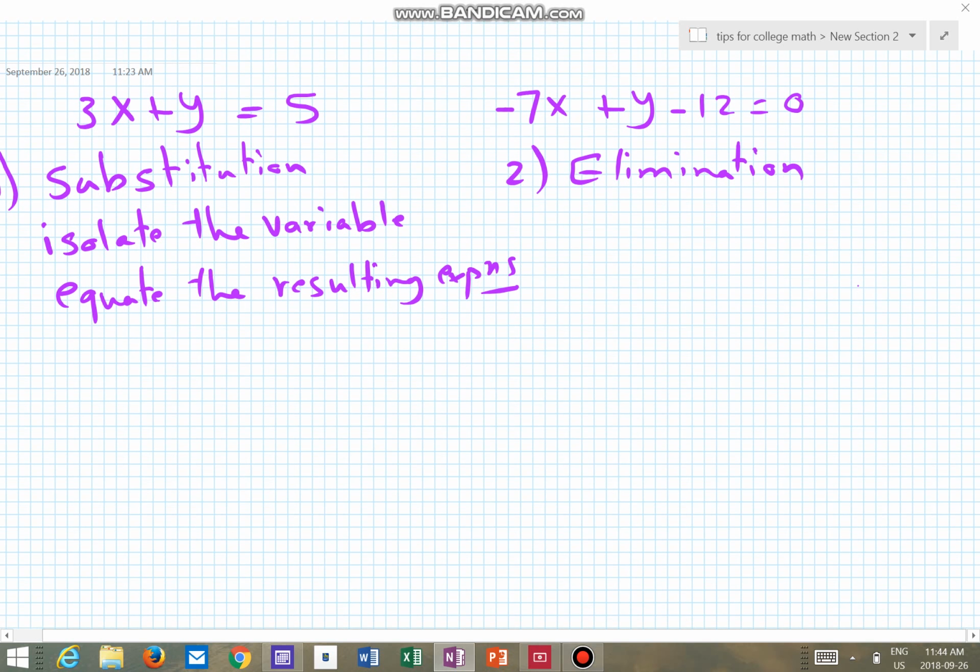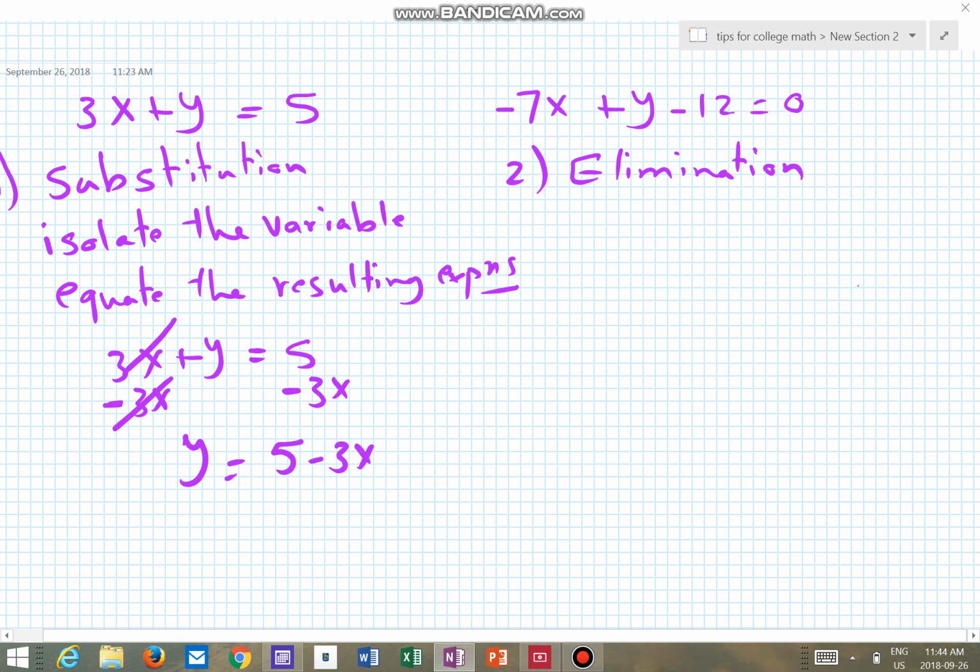I have 3x plus y equals 5. If I want just to get the y, I want to get rid of the 3x. I will minus the 3x from both sides. This cancels out. Then I have y equals 5 minus 3x. I'm going to call this equation 1.